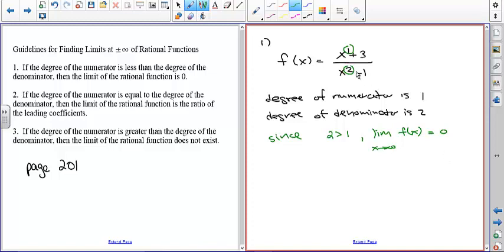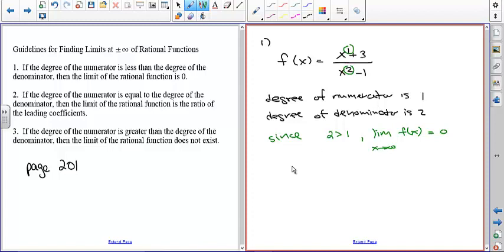So that's pretty easy, right? The only difference between what you did in pre-calculus and what you're doing here is that we're just using this limit terminology. Instead of just saying the function approaches 0, we're saying the limit as x approaches infinity of the function is equal to 0.